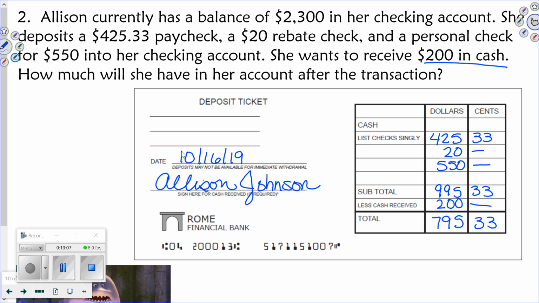All right, the question though asks us also, how much will she have in her account after the transaction? So if she had $2,300 to start, add the $795.33.